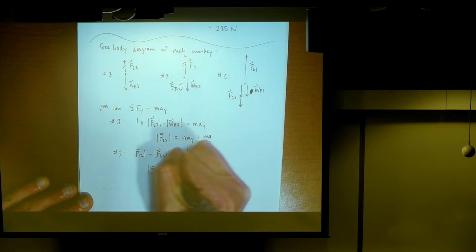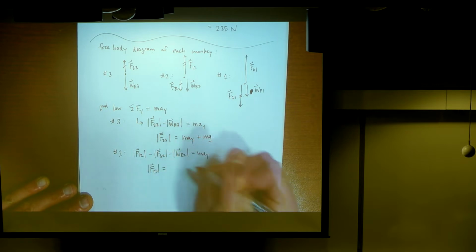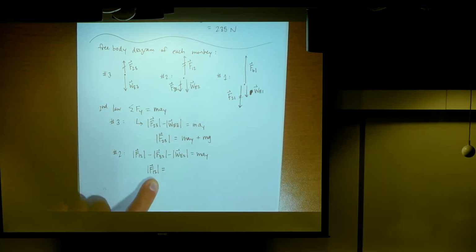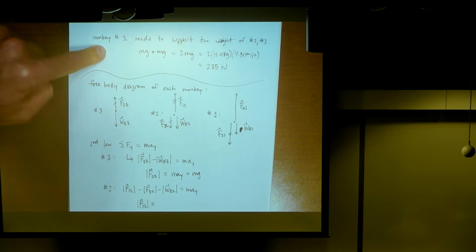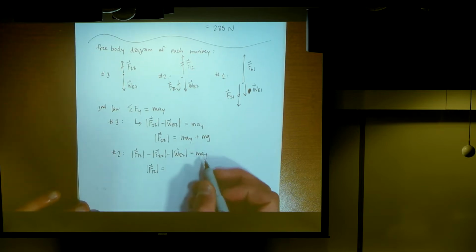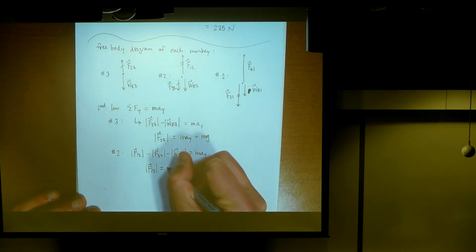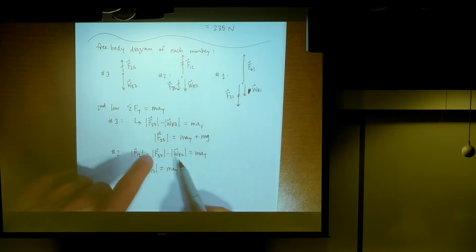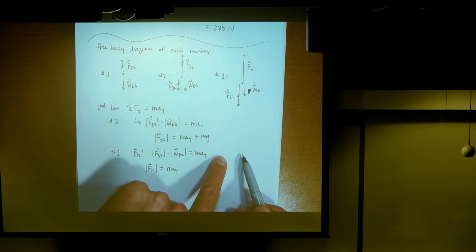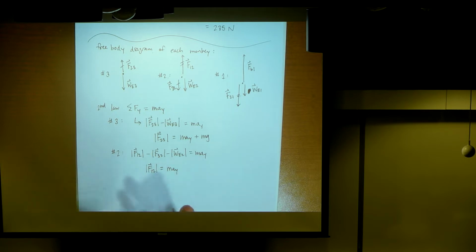So I have F12. By the way, this is the force we want to know. That's the force that monkey number 1 is exerting on monkey number 2. Remember, that's the whole point of this problem. This is how we did it the short way. If I solve for that, I'm going to get MAY, and I have to take these two forces, remember, and then add them to this side of the equation to solve for F12, okay?